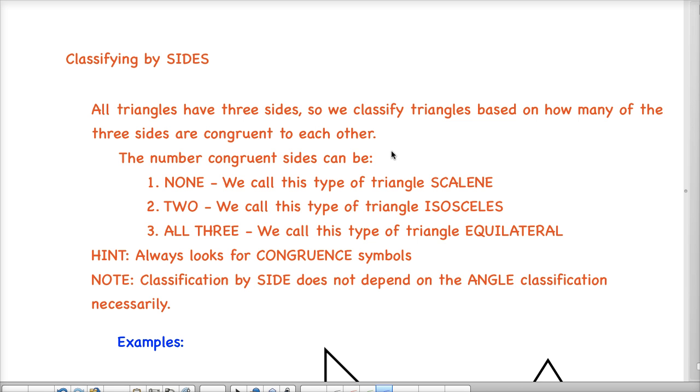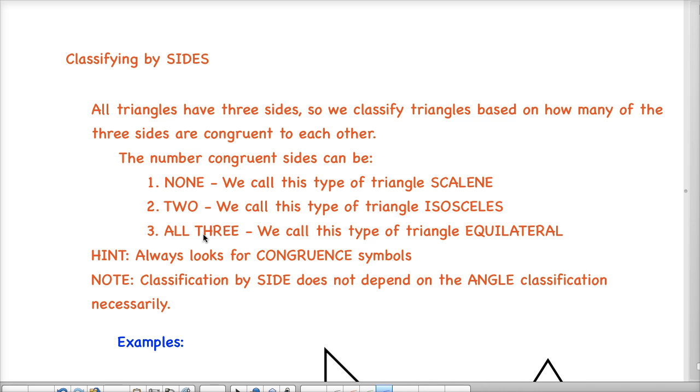It could be the case where none of the sides are congruent, right? If none of them are congruent, that's what's called a scalene triangle. If two of these sides are congruent, then that's called an isosceles triangle. And we're going to want to make sure that we're always paying attention to our spelling here. These are some possibly new words, scalene and isosceles. You're going to have to get the hang of spelling those.